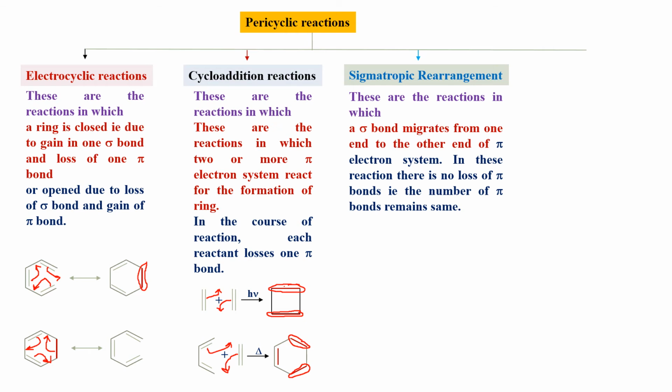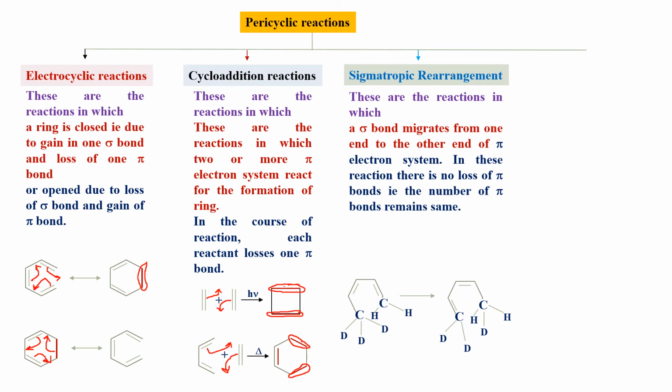There is no loss of pi bond. Although there is a shifting of pi bond, there is no loss of pi bond. Such type of reactions are known as sigmatropic reactions.